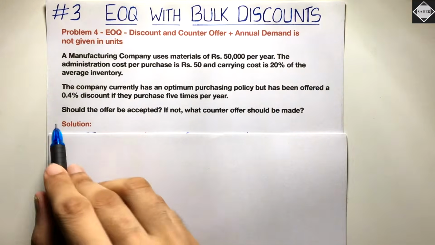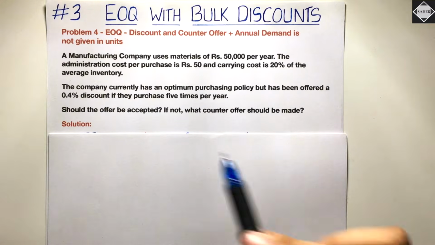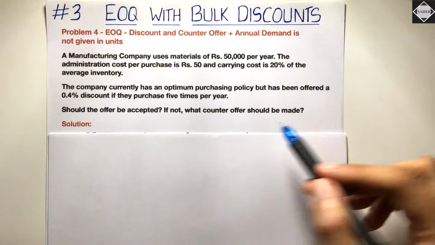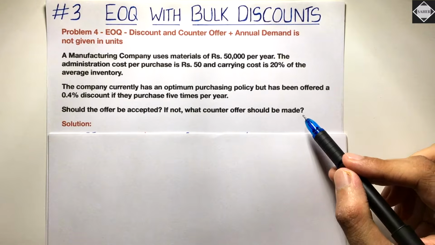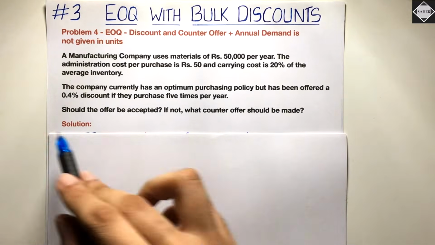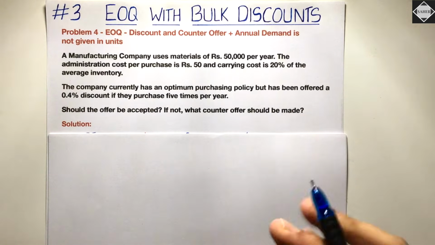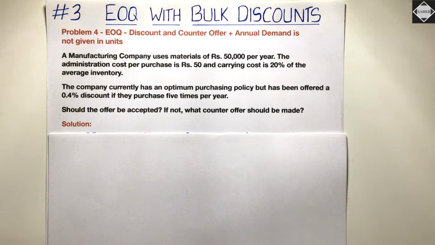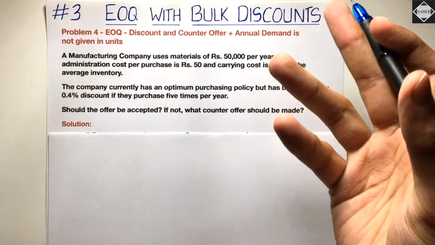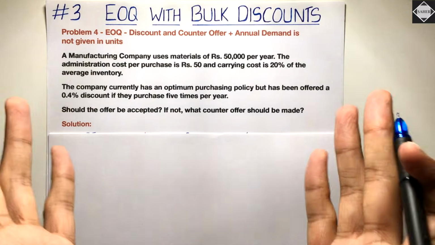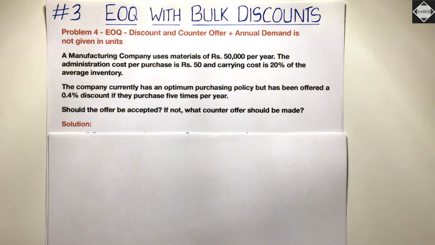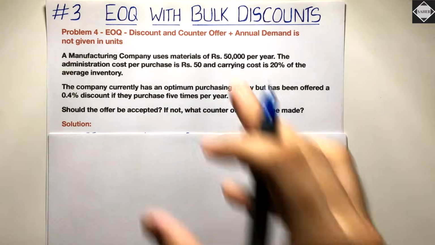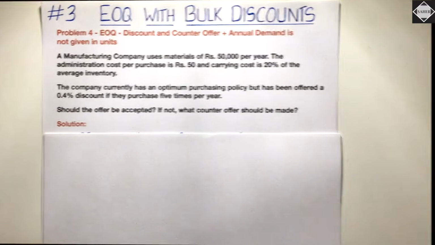Now they're asking, should the offer be accepted? If not, what counter offer should be made? So in this question, there is also a counter offer. If the discount is not viable for us for some reason, then we have to do some calculation and give a counter offer. This is a very important question from the exam point of view for BCom, BBA students from all the universities. Now let's see how we are going to solve this question. Let's move on to the solution now.